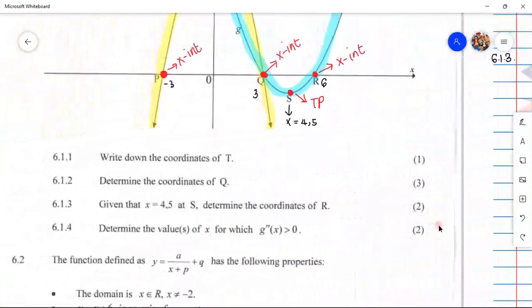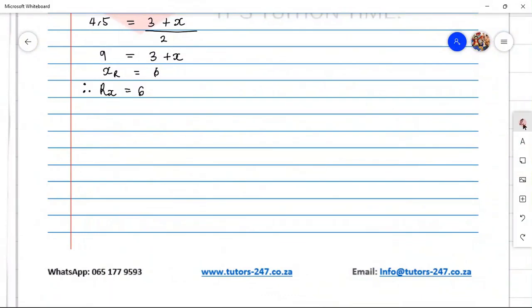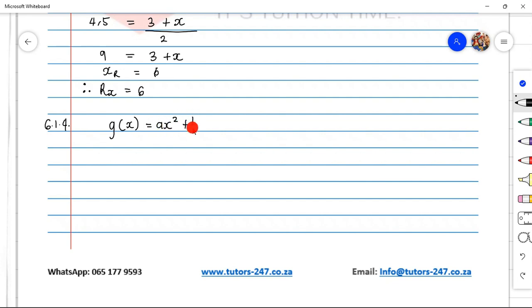Now this is question 6.1.4. So if you haven't done calculus in school as yet, you don't really need to stress if you struggle to keep up with this question, because it's still early in the year. So let's start. We know that our function g of x is equal to ax squared plus bx plus c. Now that is represented by a parabolic function.